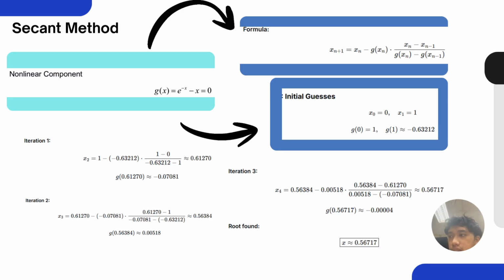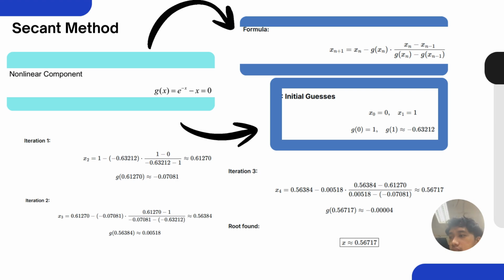Now we move to the nonlinear part of the problem. We want to solve the equation g(x) equals e to the negative x minus x equals 0. Since this equation cannot be solved easily using algebra, we use a numerical method called the secant method. The secant method uses two initial guesses, does not require derivatives, and approximates the root by drawing a secant line between two points.